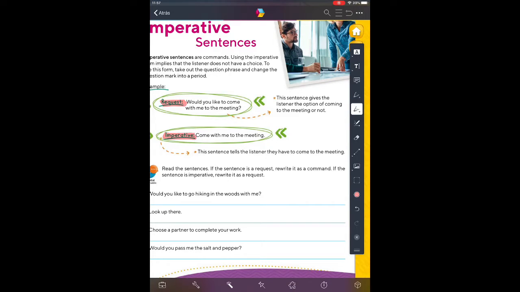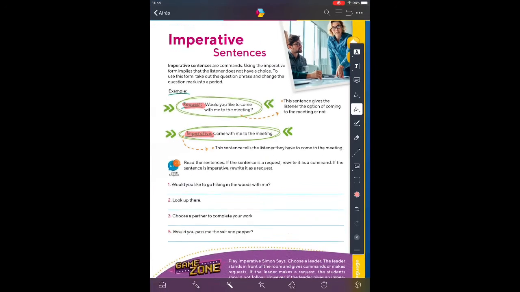It says, come with me to the meeting. It's not asking the person to go. It's telling him that he is going to go with her or with him. This sentence tells the listener they have to come to the meeting. They have to come. There is no other option.